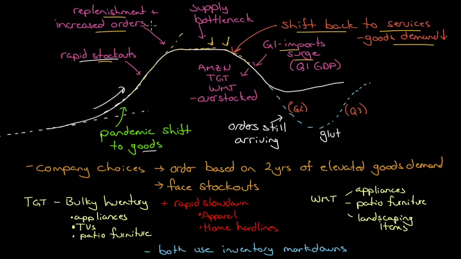All of these orders back here, all these replenishment and increased orders started working their way through the system and started showing up in Q1 of 2022. And if we look at Q1 GDP, we saw that imports brought GDP negative. If it wasn't for imports, we had positive GDP. It brought it negative.